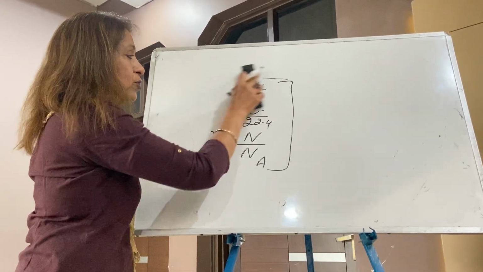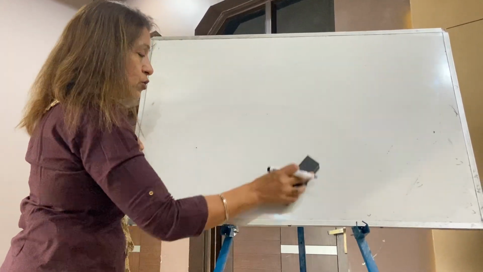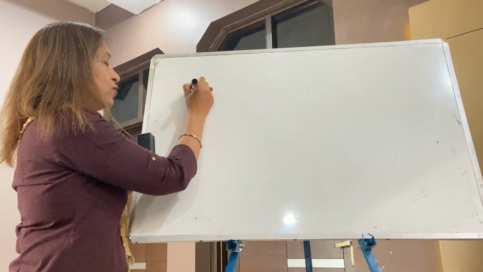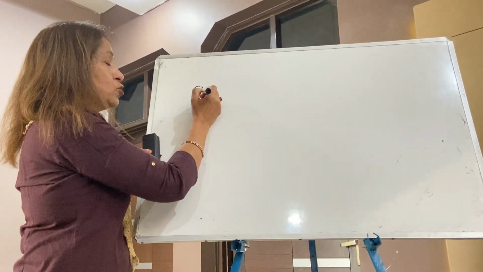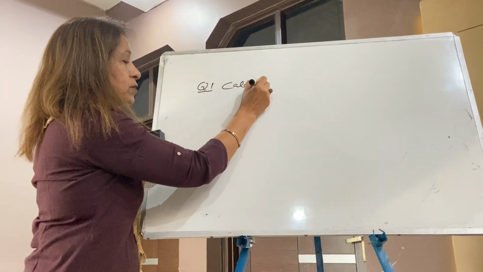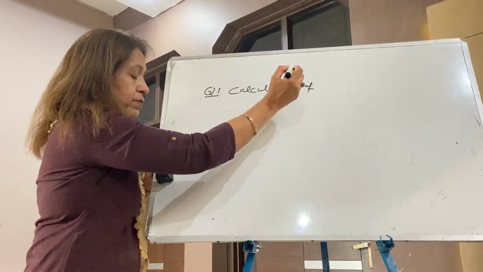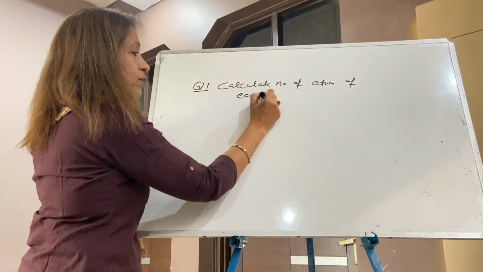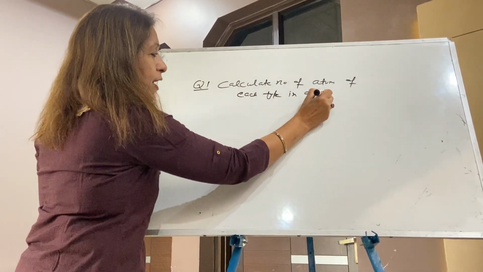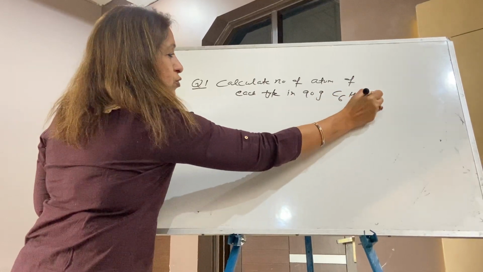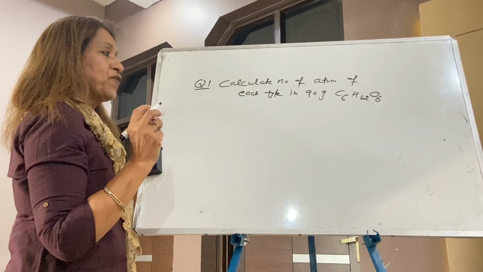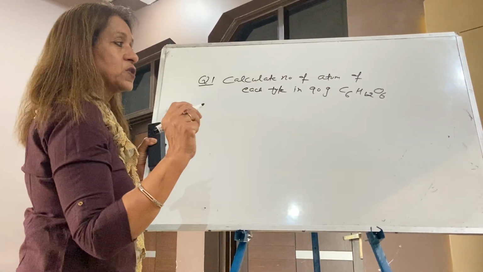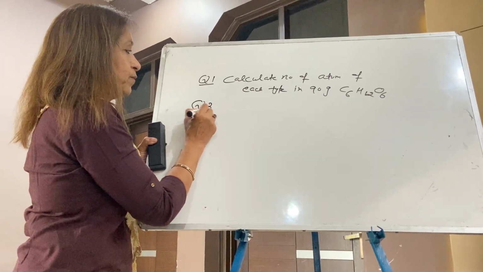Now I am giving you 1 or 2 numericals. You select these numericals and start doing them at your home. This is just to do practice. I am taking question number 1. You solve yourself. Calculate the number of atoms of each type in 90 gram of glucose. This is my first question. Glucose is C6H12O6.